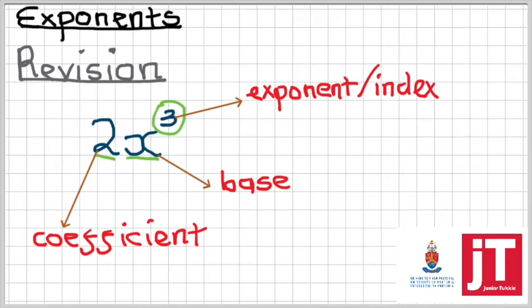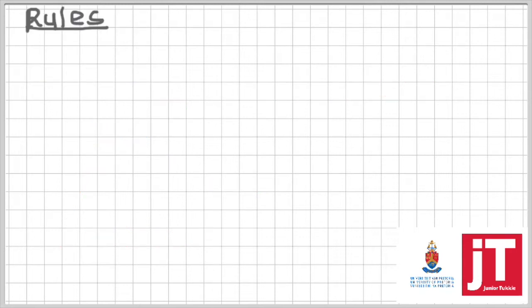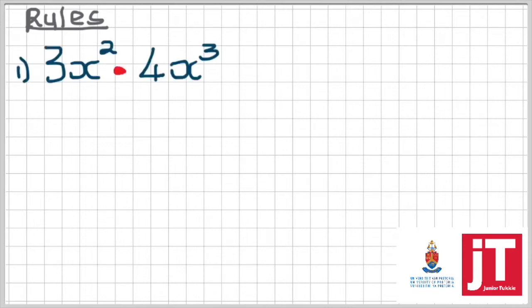We move on to the specific rules or the laws of exponents. We start off with rule number 1. But to be more specific, I'm going to give you a question to simplify. So we're given the question 3x to the power 2 times 4x to the power 3. When asked to simplify that, we start with the coefficients. 3 is multiplying 4, and that gives us 12.